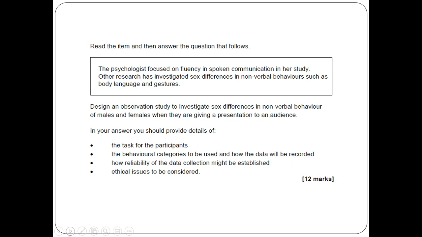Again, exactly the same thing. Observational study, sex differences in non-verbal behaviour. The task, so what people are doing, how long they're doing it for, who they're doing it to. So they're giving a 2-minute presentation on their favourite types of toothpaste to an audience of 500 students. Behavioural categories, so what the observers will be looking for. So a non-verbal behaviour that you can observe when someone's giving a presentation. Reliability, again, it's an observation, so you want to be talking about inter-rater reliability, and ethics, an ethical issue that links to an observation.